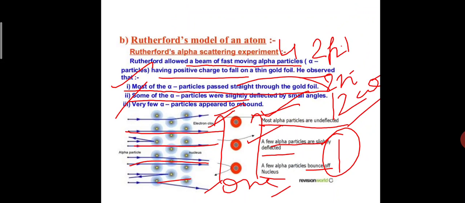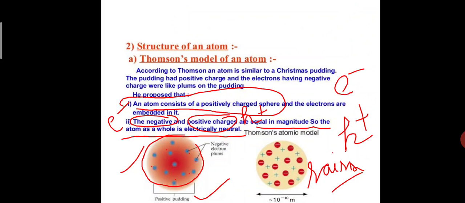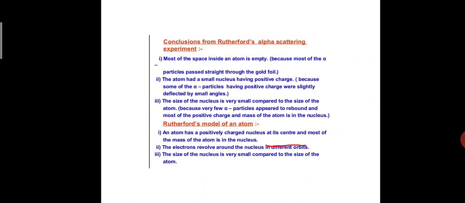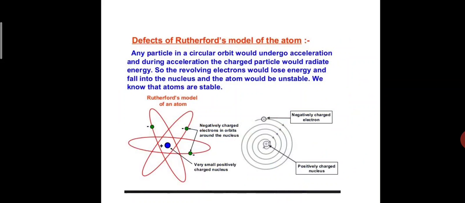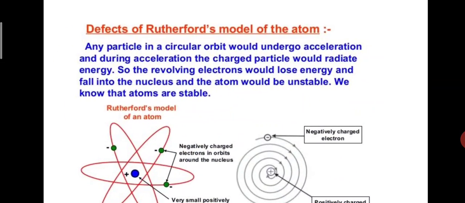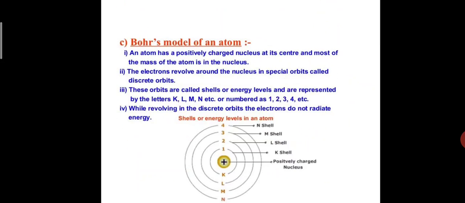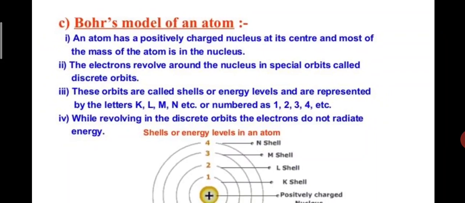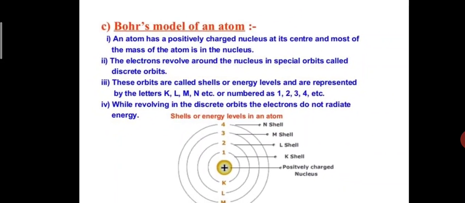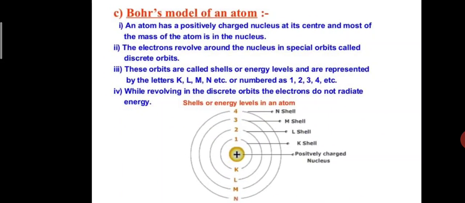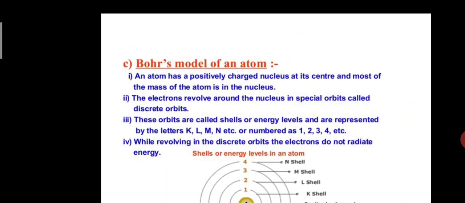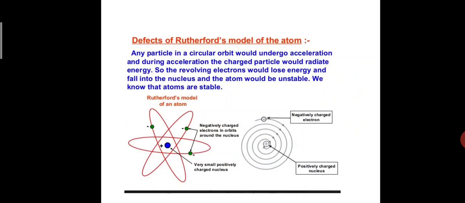So student, today we have discussed the Rutherford model of an atom and the Thomson model of an atom. In the next lecture we will discuss the defects of the Rutherford model of the atom and the Bohr model of the atom, and how the electrons settle in different shells or orbits. So I hope you understand, students. Okay students, bye, take care.